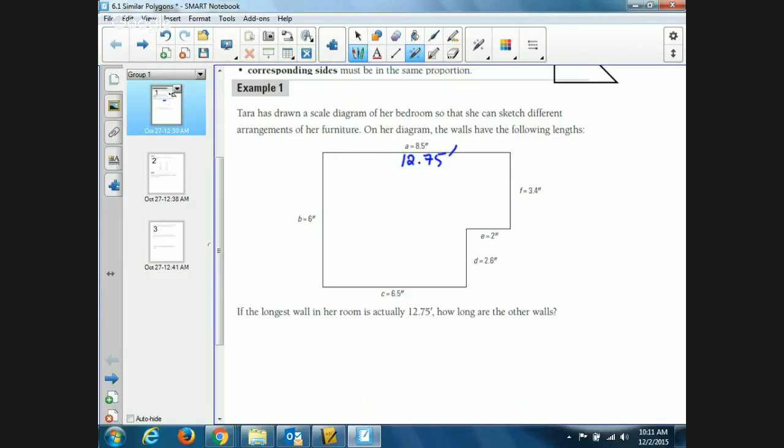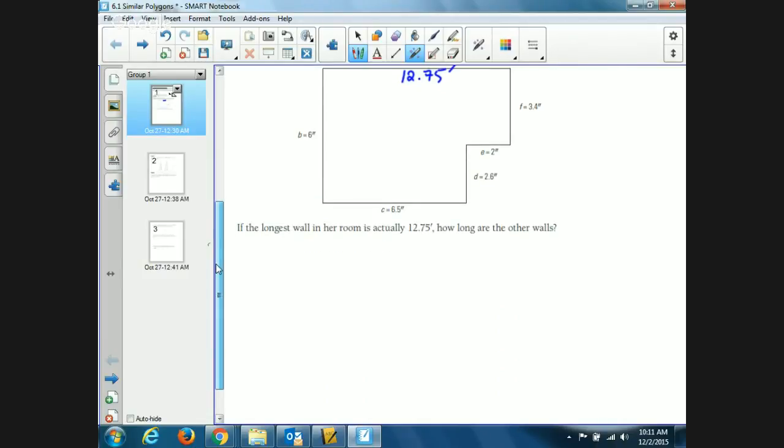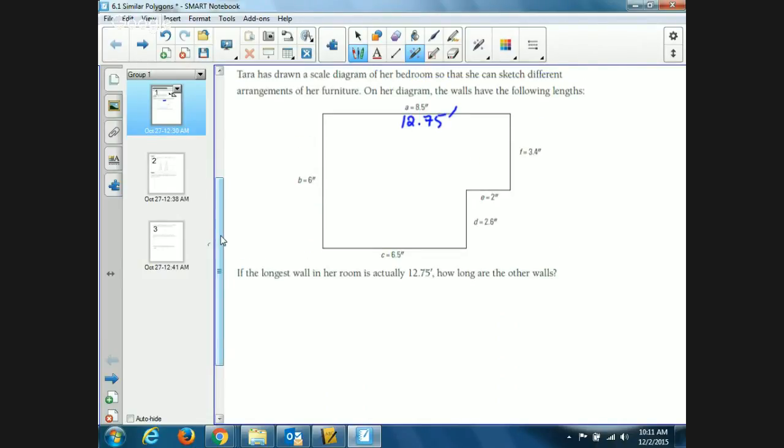So, jotting down. So how do we go about doing this? Well, the longest wall in the room is 12.75 feet. We're going to solve for all the other sides. So let's start with B. Makes sense to go with B, 6 inches, and then C, and then D, E, F. We use this fact here as a fraction to solve all the other problems. This is the same as the other units. We create a fraction that we can use to solve the problem.